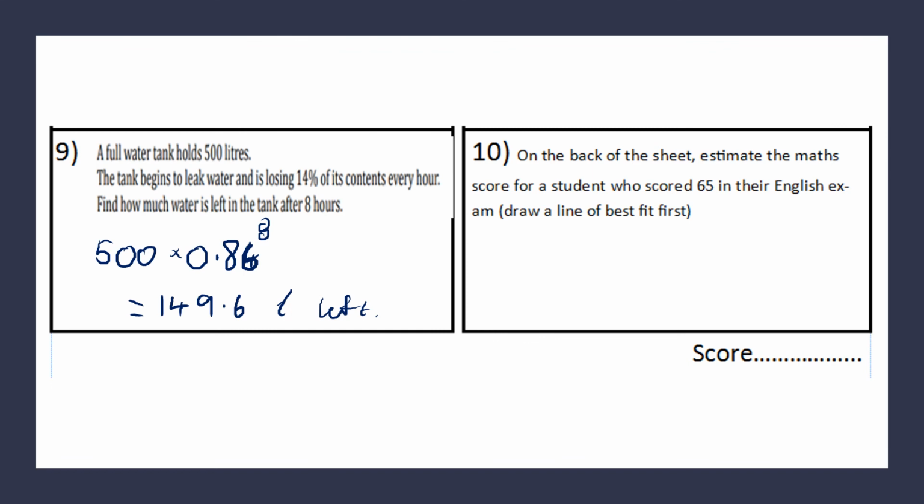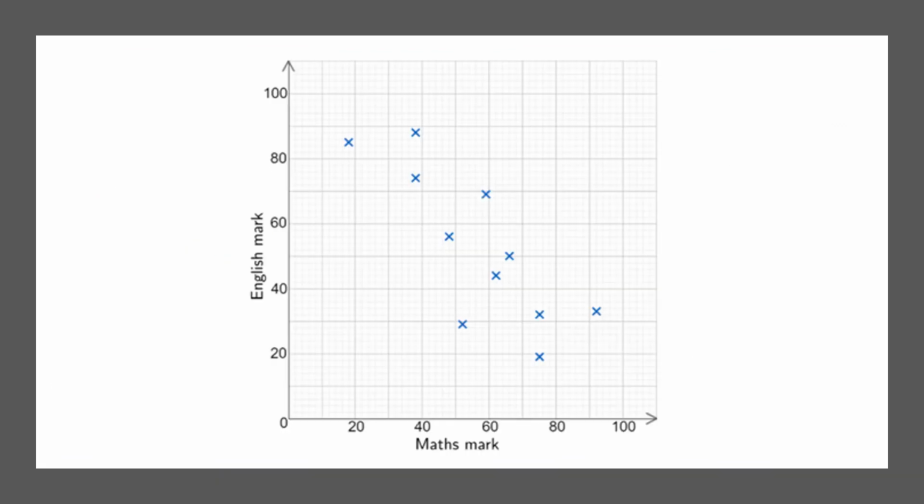Okay, so question number 10, I'm going to move on to the next slide for that. Right, so we've got a scatter graph here. Along the horizontal axis we've got maths, and the vertical axis we've got English. We are asked to draw a line of best fit. So it's going to be something like that.